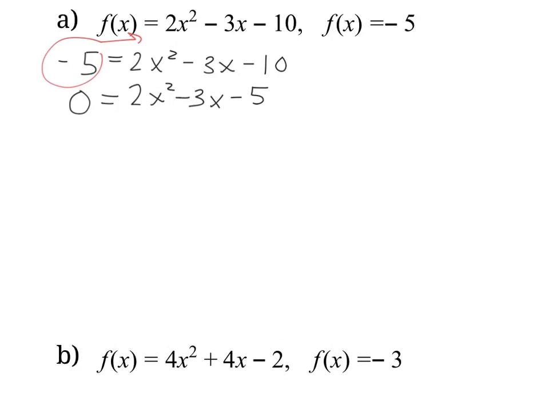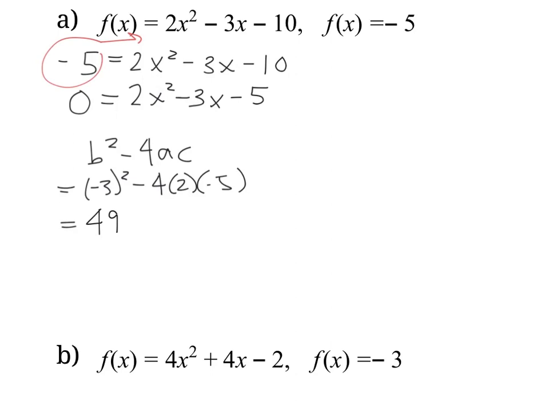Algebraically, let's just check the discriminant. The discriminant, of course, is whatever's underneath that square root sign. So it's b squared minus 4ac. And we're going to plug everything in. So our b is -3, all squared, minus 4 times a, which is 2, times c, which is -5, and we're going to get 49.